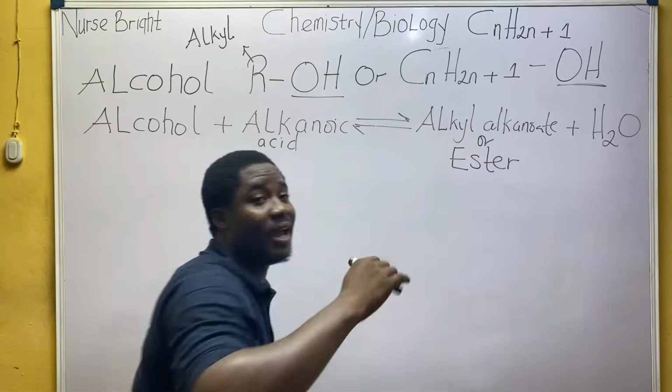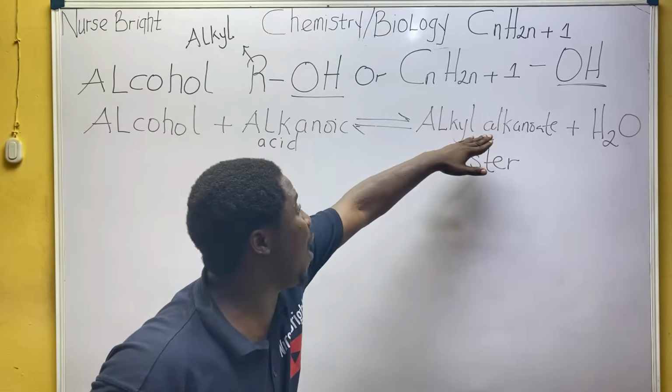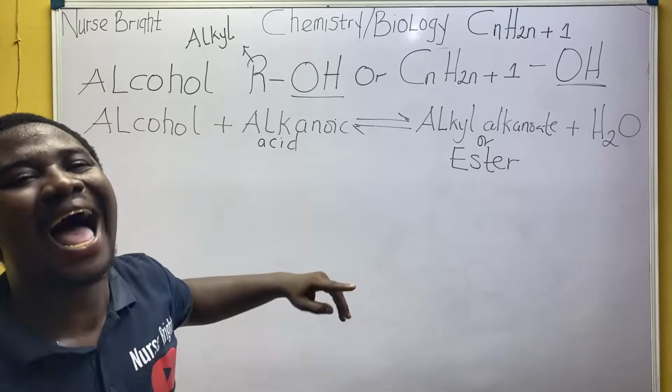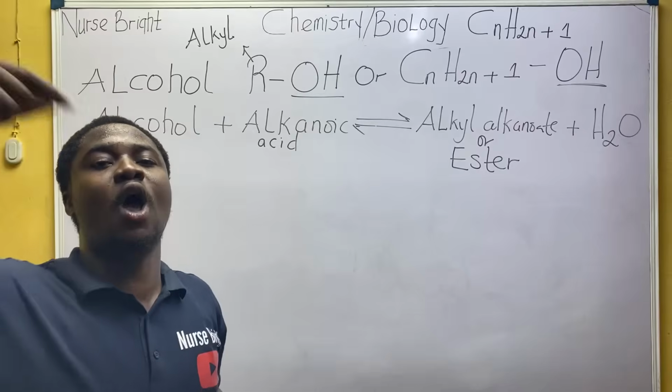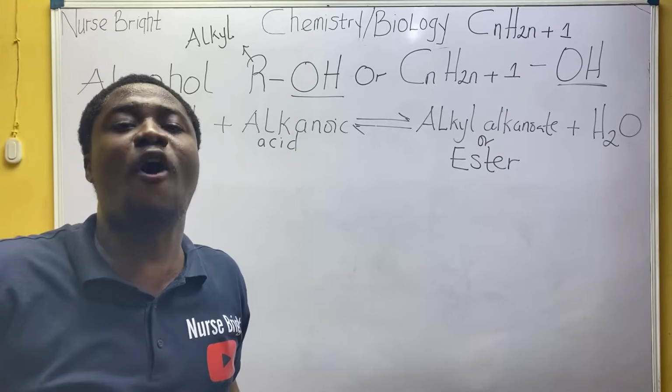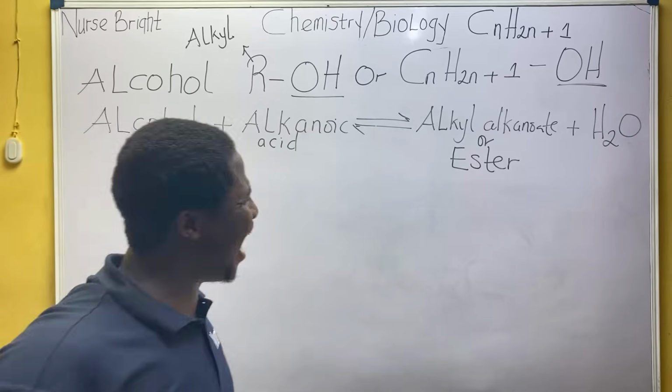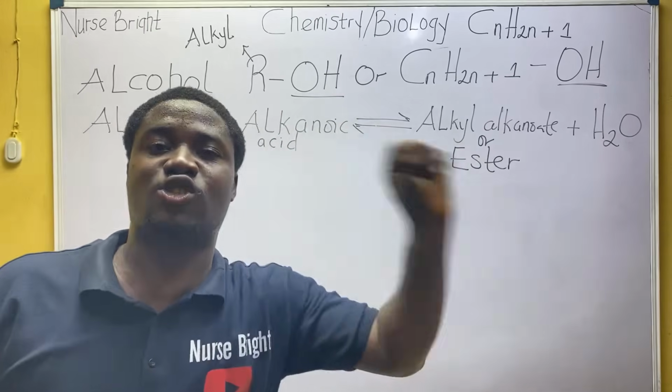The one going forward is the one that forms the ester, while the one going backward is the one that forms the alcohol and the alkanoic acid back. And the backward reaction, they can ask you, which is the reverse reaction for esterification. The reverse reaction for esterification is called hydrolysis.